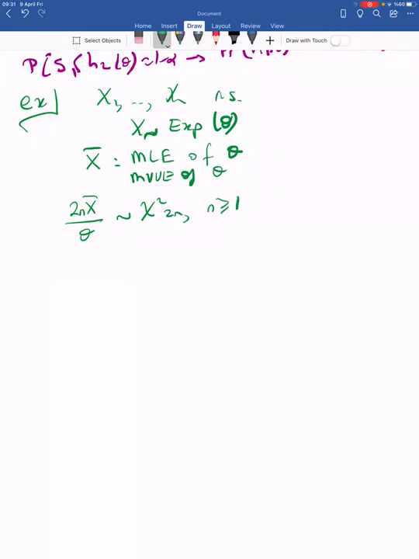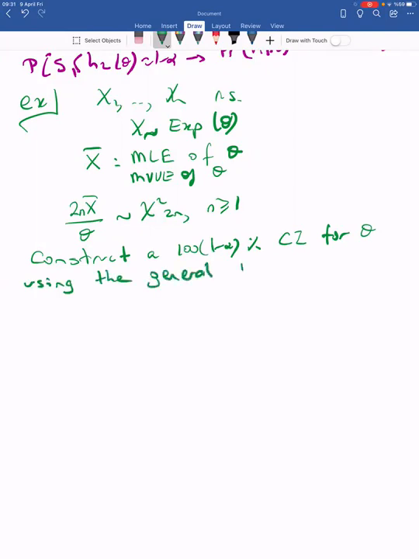And let's say we want to construct a 100(1 minus alpha)% confidence interval for theta using the general method.